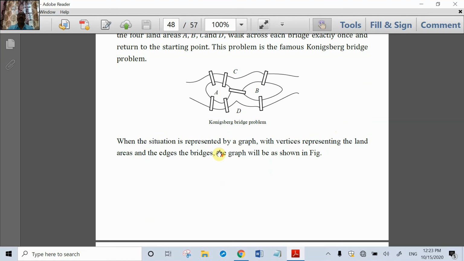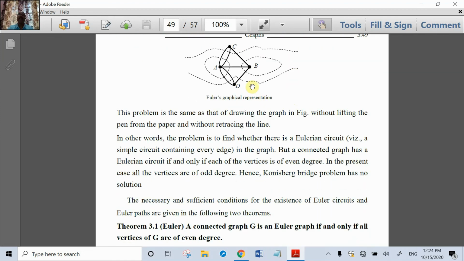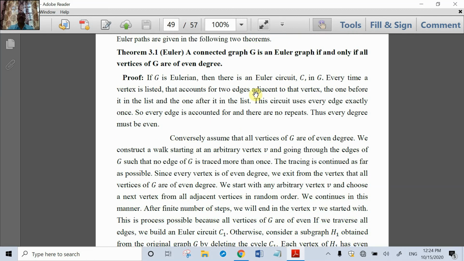When the situation is represented by a graph, the vertices represent the land areas and the edges represent the bridges. The graph is shown below. Euler proved there is no path for this. There is no solution because if there were a solution, every vertex would have even degree. See, B has odd degree.